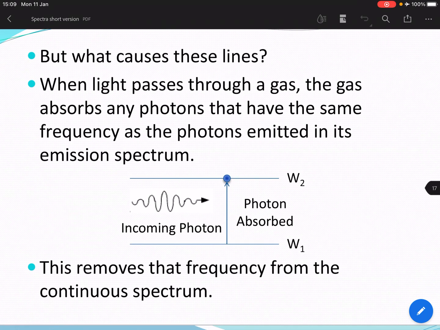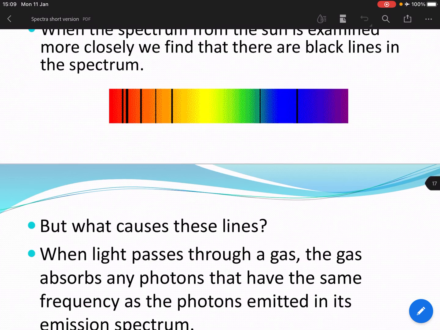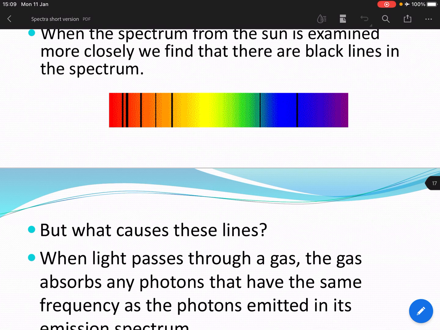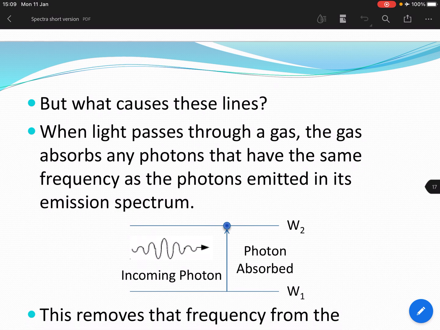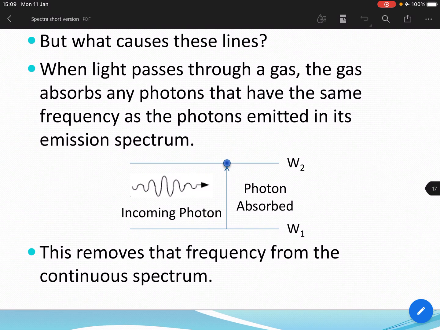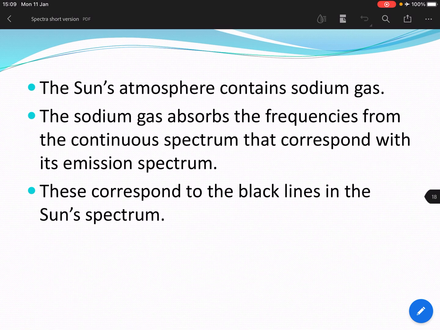So what causes these lines? That's pretty much what we've just gone through. The light from the sun is passing through a gas, and the gas absorbs any photons that have the same frequency as the photons emitted in its own emission spectra. So as I said, the sodium in the sun's atmosphere is absorbing the light at those frequencies where the black lines are. I keep pointing to the screen, forgetting that you can't actually see what I'm doing. Okay. So that's just explaining about the sodium again.